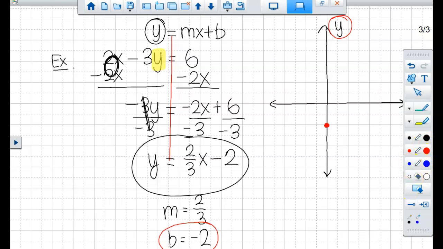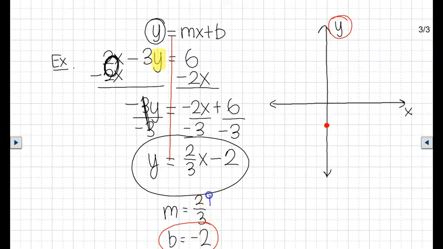Now I'm going to use my m. It's 2 over 3, so rise 2, run 3. So rise 2 means go up 2. Run 3 means go right 3. So starting from here, we'll go up 2 and right 3. Up 2 and right 3. And now to fill in the other side, we'll do the exact opposite and go down 2 and left 3. Do that a couple of times. And then notice I have this nice pretty straight line, so I'll draw my line and put arrows on both ends.